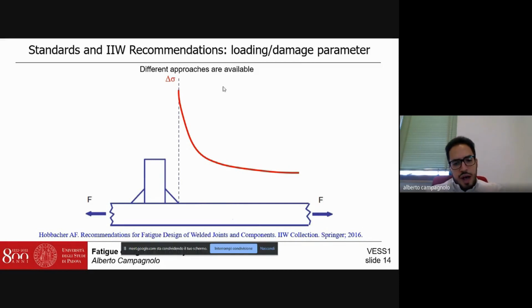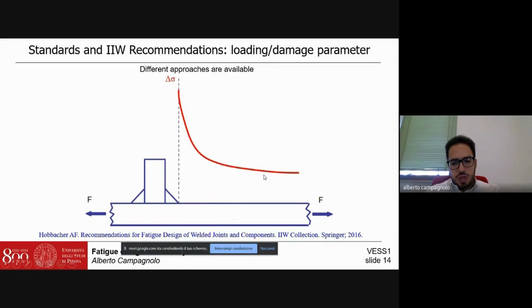When considering cruciform joints like this one, subjected to pure axial loading, we know, as we have discussed previously, that the weldment introduces a notch effect, a stress concentration effect close to the weld toe. Therefore, if we plot in this figure in red the stress field, we can observe that starting from the nominal stress, we have an increase of stress close to the weld toe.